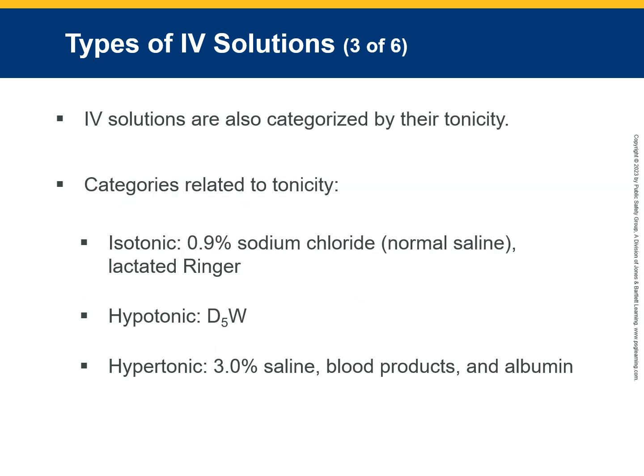IV solutions are characterized by their tonicity as well. There are three categories: isotonic, which is 0.9% sodium chloride, which is the normal saline and lactated ringers we carry in the field. A hypotonic example is D5W, and a hypertonic is 3% saline or blood products. The fluids we carry in the field are specifically categorized into isotonic or hypotonic.